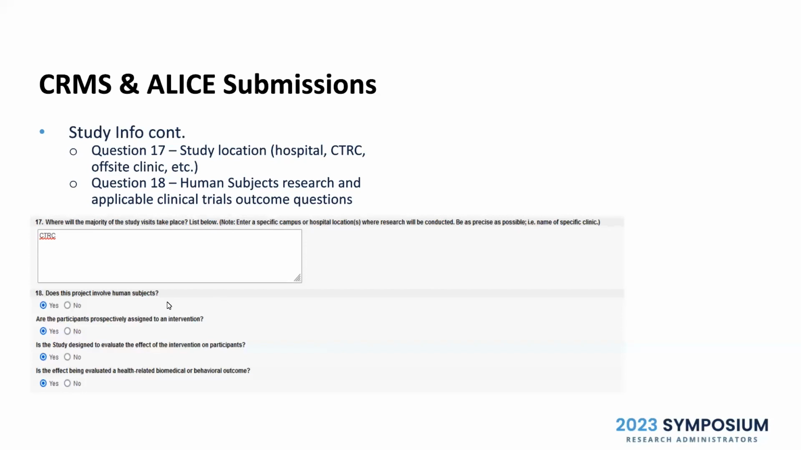And then again, some of these questions are a little redundant, but will this project involve human subjects? Most likely, yes. Are the participants prospectively assigned to an intervention if it's a clinical trial? Most likely, yes. Is the study designed to evaluate the effect of the intervention on participants? Most likely, yes. And is the effect being evaluated a health-related biomedical or behavioral outcome? Most likely, yes. And I just want to point out, these are the same questions that the NIH uses to define a clinical trial as well. So they'll seem pretty familiar to you.